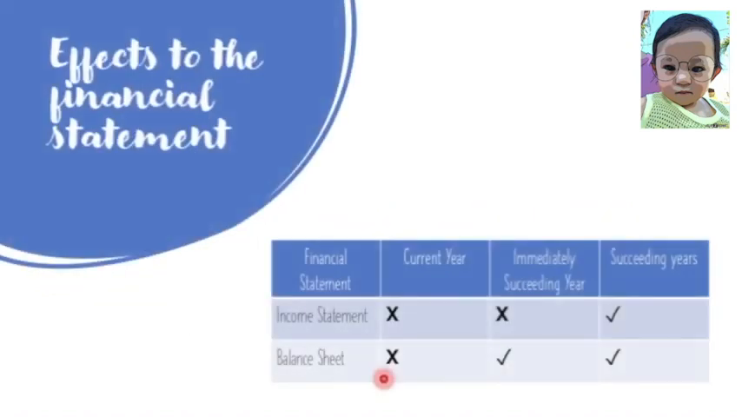So the income statement for the current year would be incorrect. Same with the balance sheet. The income statement in the succeeding year is still incorrect. However, after the immediately succeeding year, it is automatically corrected, if no correcting entry was made. For the balance sheet, only the current year is incorrect. All succeeding years are automatically correct.